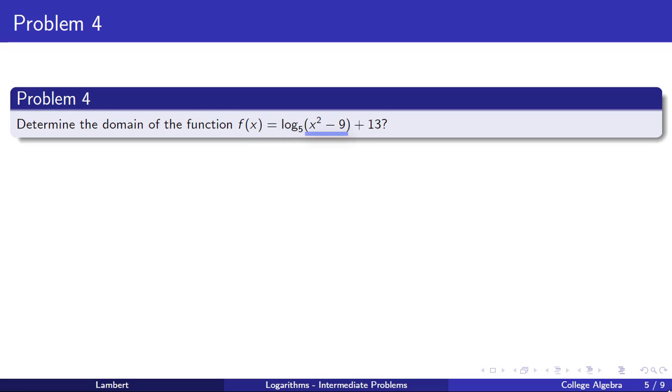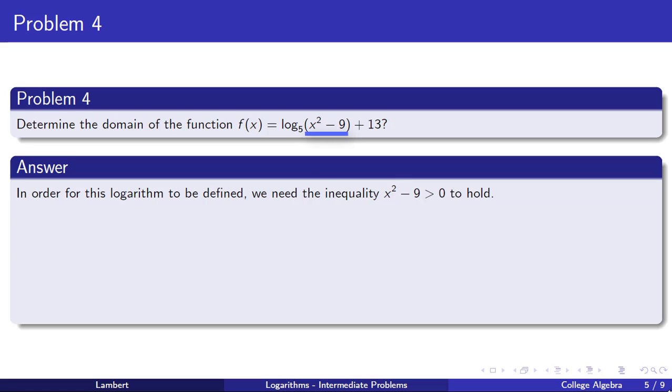In order for this function to be defined, we need x squared minus 9 to be greater than 0. That's just how logarithms are defined. We need that inside a logarithm to be greater than 0. Because remember, it is some base raised to an exponent. And remember, our exponential functions are always positive, essentially.